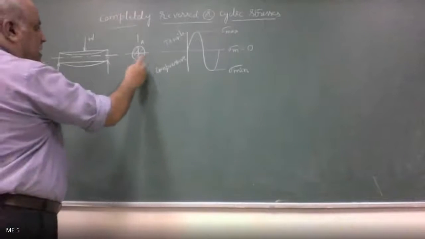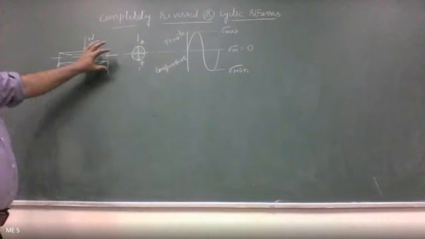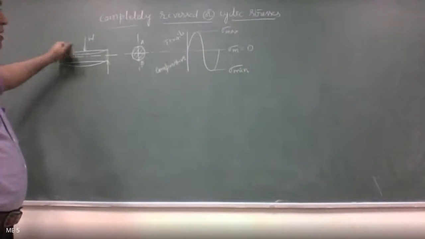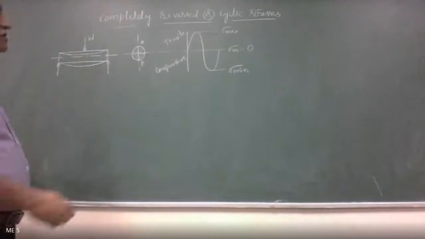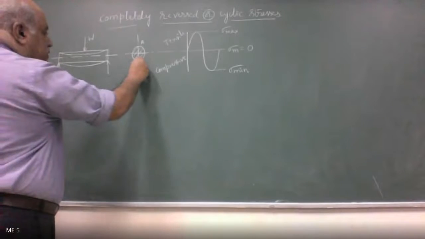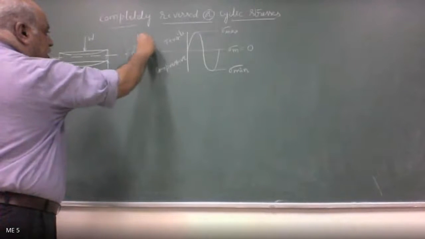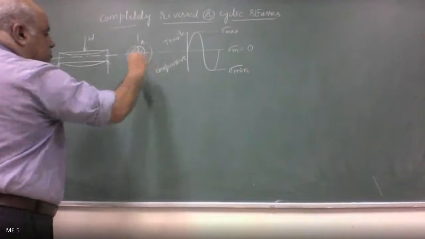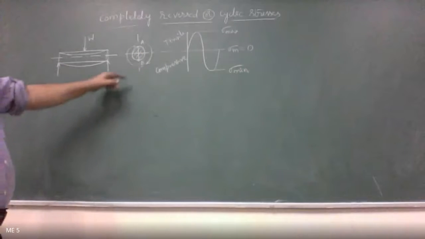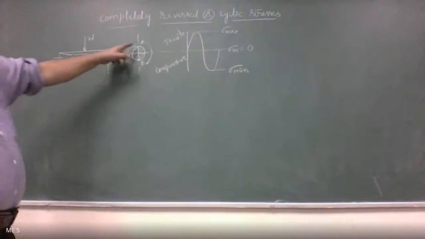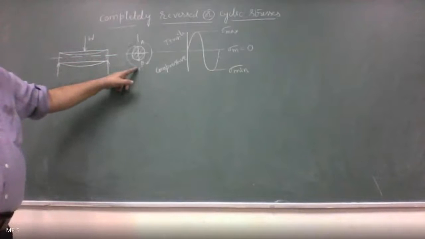So now I rotate the beam by 180 degrees. In such case, what will happen? This point B will go to A and point A will come to point B. That is, point B is subjected to compression, point A is subjected to tensile stress.